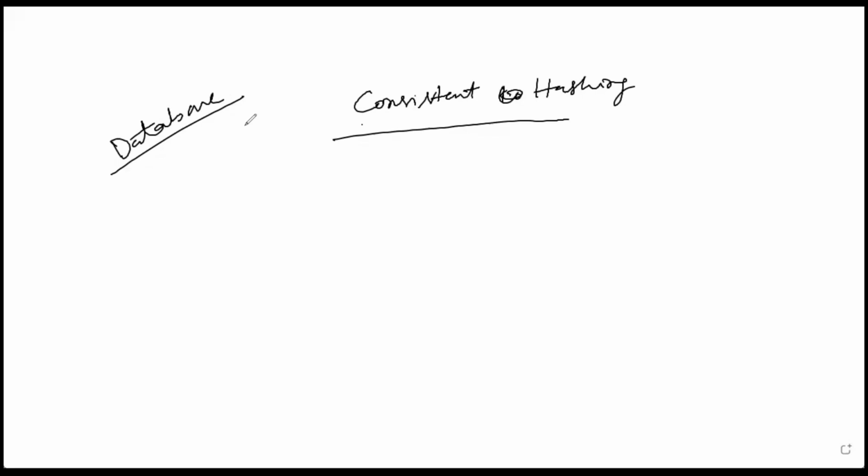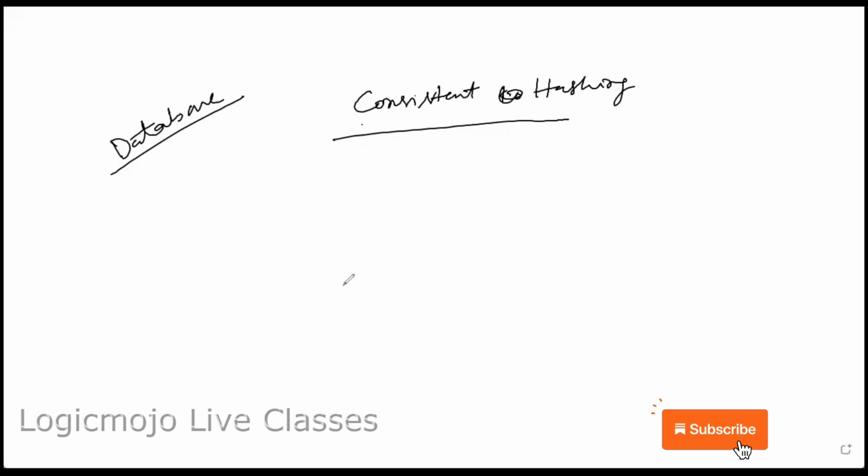Why do we need it? And in what scenario do we use consistent hashing? Okay. So it all starts with the distribution of data. As we grow in size, we need to distribute the data to multiple machines. It's not feasible to store all the data on one machine. So there are two ways to do it.